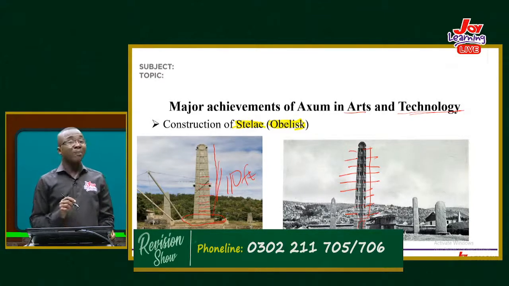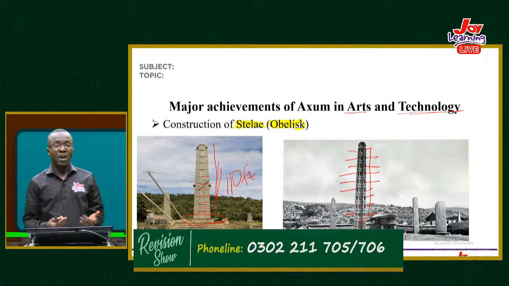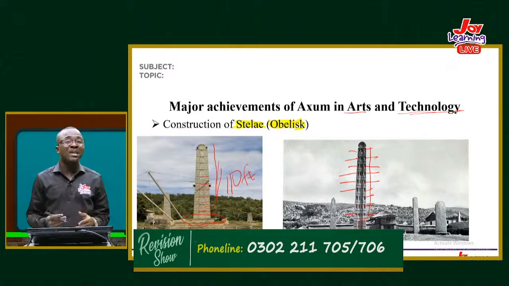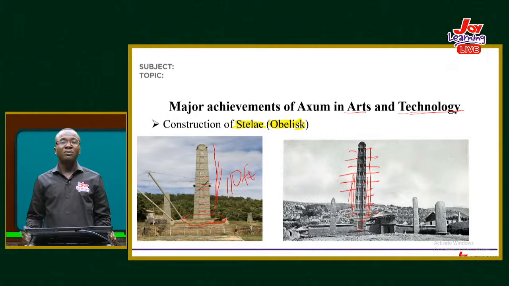Now, the one you see here is a popular one, the popular stele, constructed for King Ezana. And we are told that these steles served religious purposes, as they had a well-decorated religious altar, and so sacrifices were offered on it for religious purposes. At some times too, it served as a public notice board. So you see how tall it is. They could place notices on them for people to read them. And sometimes the laws of the lands or decrees by the kings were also posted on these slabs.